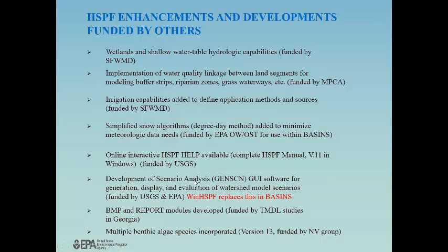There's a program, somewhat outdated right now, called GenScn, that was funded by US EPA and US Geological Survey. It was designed to evaluate alternative scenarios, an interactive program that allows you to make changes to the model, run scenarios, and compare to a current or baseline condition to evaluate the effects. WinHSPF within BASINS basically replaces that capability. And BMP and report modules were developed, funded by TMDL studies in Georgia, that allow you to both select BMPs and their efficiencies in your particular area, and report out the differences of what BMPs do in terms of pollutant loadings.